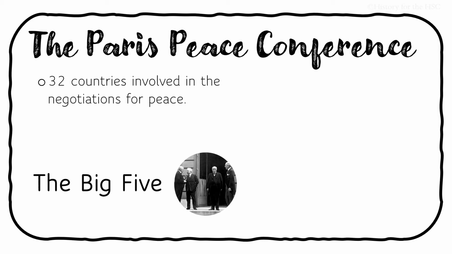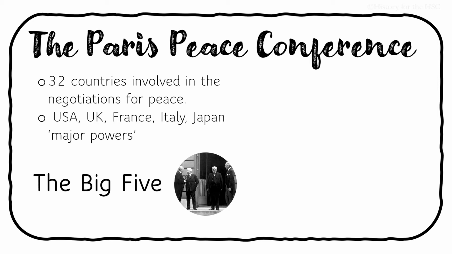Regardless of the 32 nations engaged in this negotiation, there really are a big five. That is the USA, UK, France, Italy, and Japan, forming the major powers who are able to participate and vote in every discussion that is being had at the Paris Peace Conference.